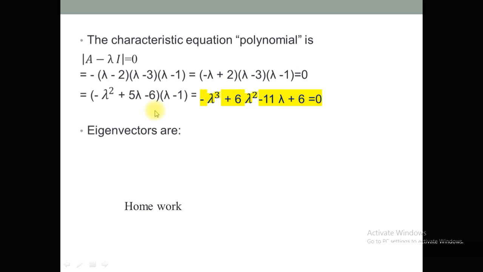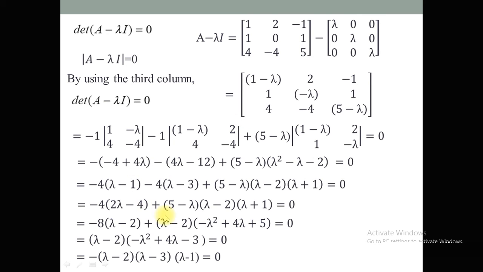So the characteristic equation you see over here, minus lambda square plus 5 lambda minus 6 into lambda minus 1, and now we can write minus lambda cube plus 6 lambda square minus 11 lambda plus 6 is equal to 0. Why we multiplied these three factors you see over here? From these three factors we can easily find the lambda values 2, 3 and 1.